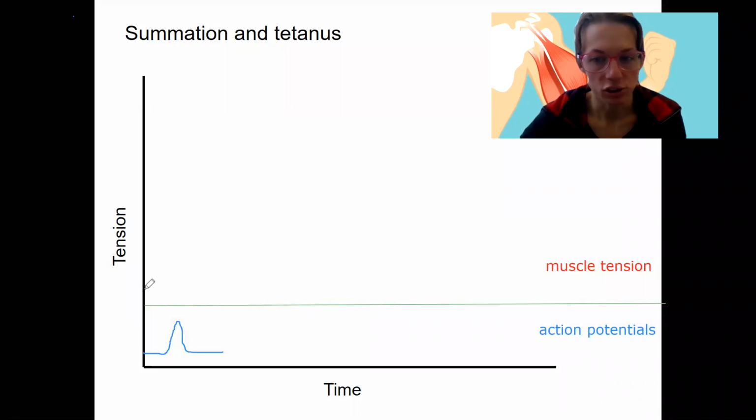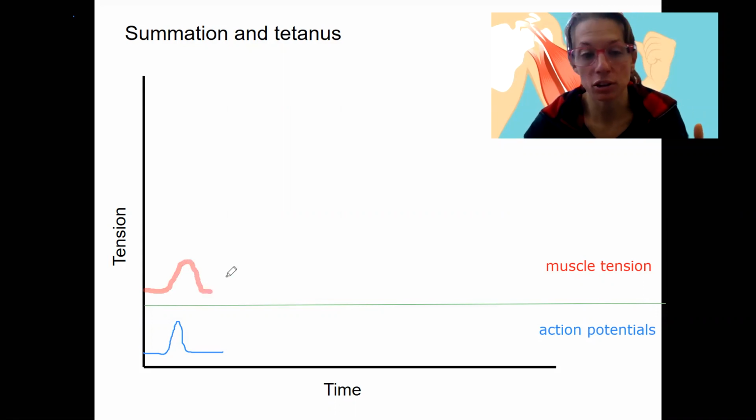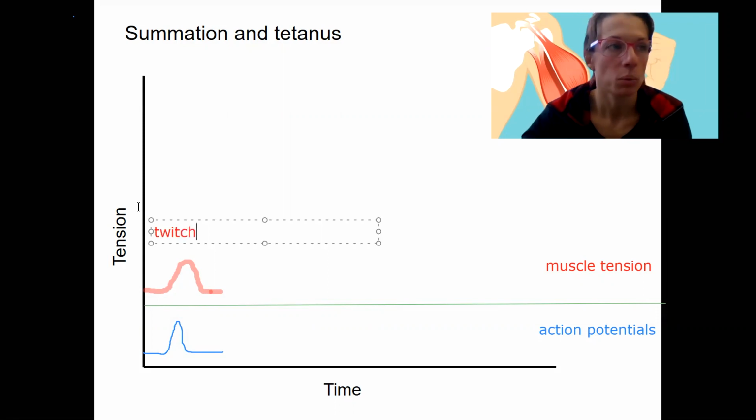So a single action potential is going to result in muscle tension, a single twitch that corresponds to a single action potential. It's a little bit wider because the action potential is happening much quicker. This probably isn't quite to scale. This is milliseconds, and this is going to be seconds that this occurs. This is, again, a single twitch. Then if we have multiple action potentials in time, we're going to start to add those together.